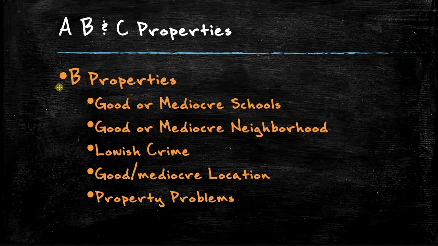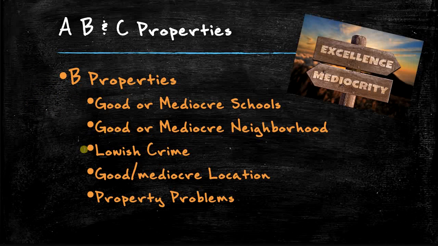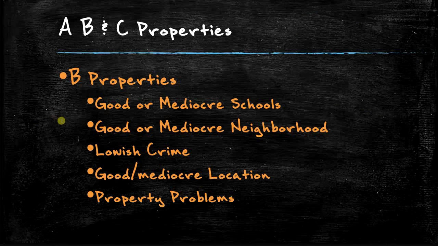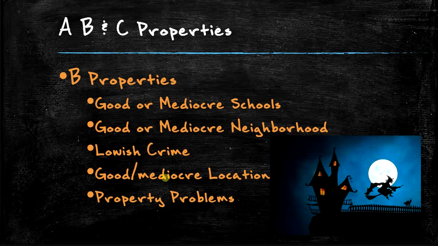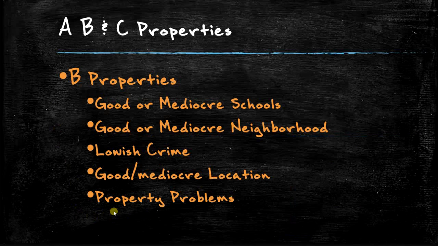All right, so the B level. It can be either good or mediocre schools, good or mediocre neighborhood. You can see it kind of switches over to being not as nice as an A property. If you have a B property, it could be in a good school system, good neighborhood, low crime, and then good or mediocre location, and then maybe there's some property problems. So you can have an A property that is a B property because maybe the siding's bad. Maybe the kitchen isn't very nice.